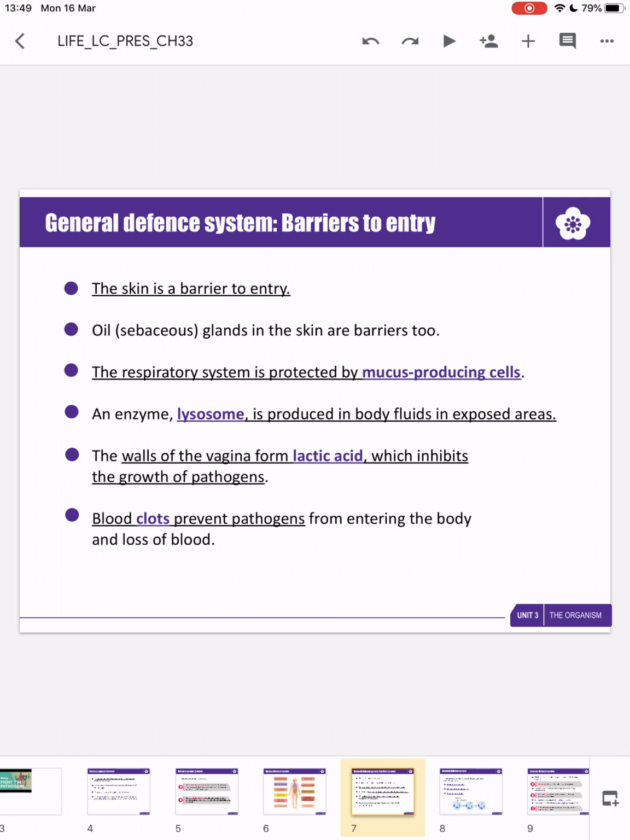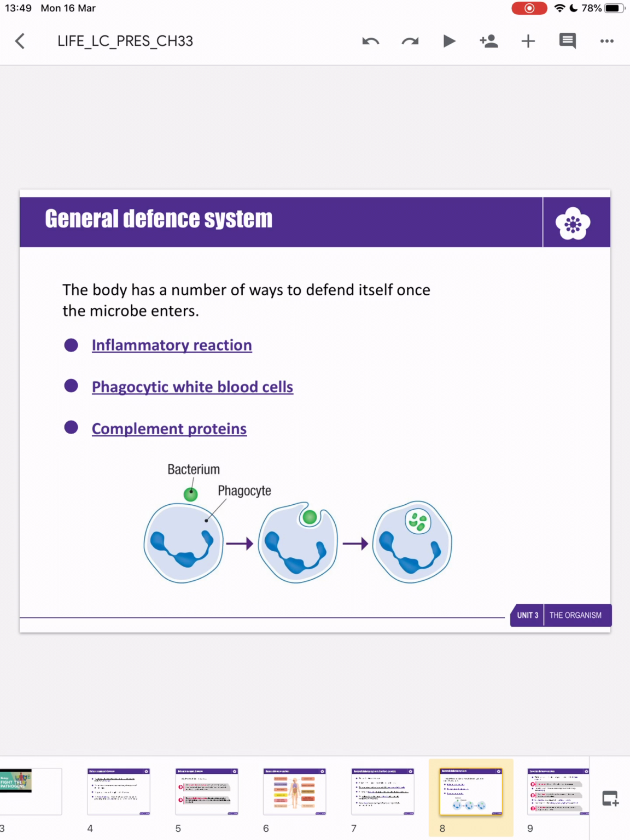So we have gone through these: the skin, the respiratory system, the oil that's present in the skin. The enzyme lysosome, or lysozyme as it says in the book, helps to kill bacteria by bursting their cell walls or cell membranes. The walls of the vagina form lactic acid, which inhibits the growth of pathogens, and blood clots are the next thing. Okay, so those are your barriers to entry.